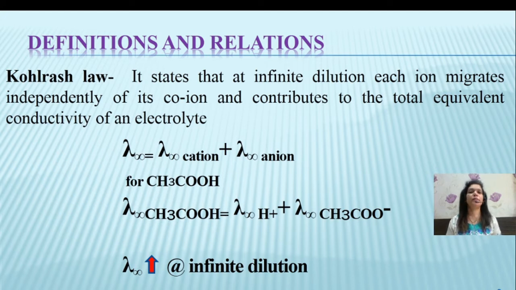So, we can write the equation regarding total equivalent conductivity of an electrolyte, lambda infinity equal to lambda infinity of cations plus lambda infinity of anions. For example, in case of weak acids such as CH3COOH, we can say total electrical conductivity of this particular weak acid equals the contribution of cation and anion. This increases at infinite dilution.